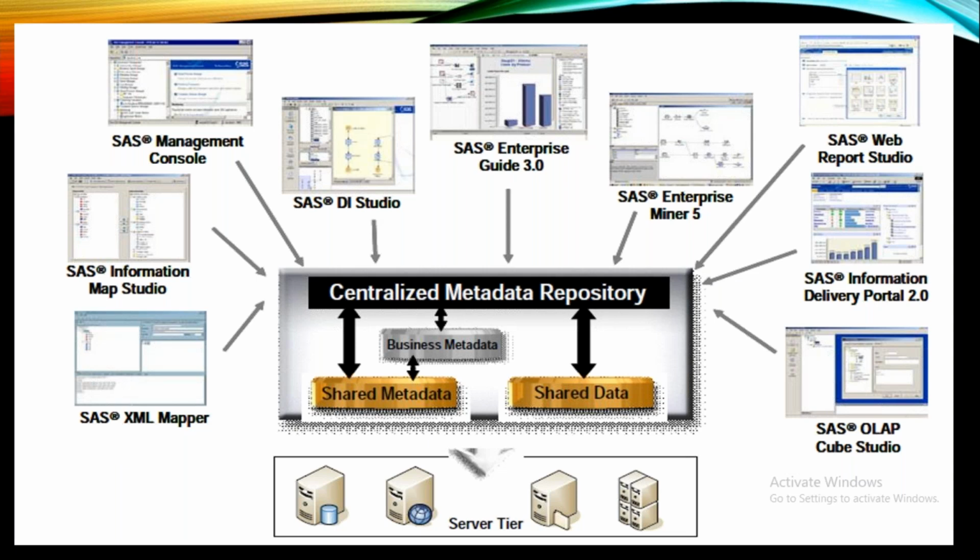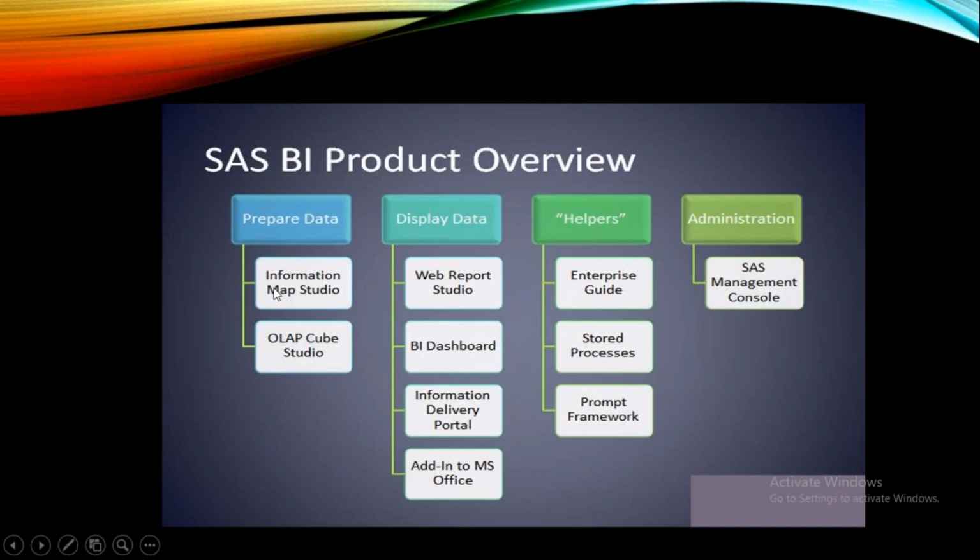So whatever tools are in the BI, every tool all together will not work out. A combination is working out. So for preparation of the data, we have Information Map Studio, OLAP Cube Studio. To display data, we have Web Report Studio, BI Dashboard, Information Delivery Portal, add-in for Microsoft. Helper tools: EG Enterprise Guide, Stored Process and Prompt Framework. And the admin tool is SAS Management Console.